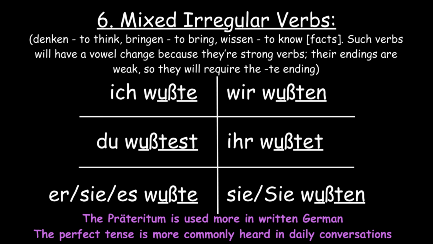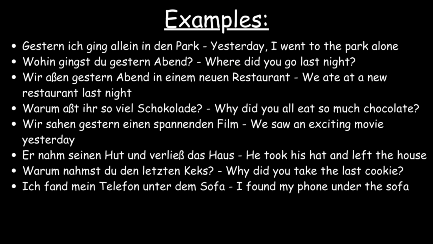After knowing past irregular verb conjugations, the best way to utilize them would be in basic sentences. Let's have some phrases that specifically use the irregular conjugations I showed previously. Gestern, ich ging allein in den Park. Wohin gingst du gestern Abend? Wir aßen gestern Abend in einem neuen Restaurant. Warum aßt ihr so viel Schokolade?